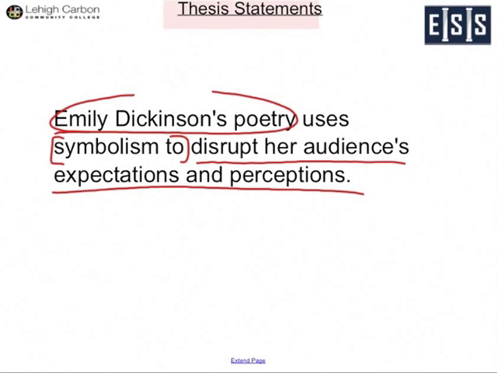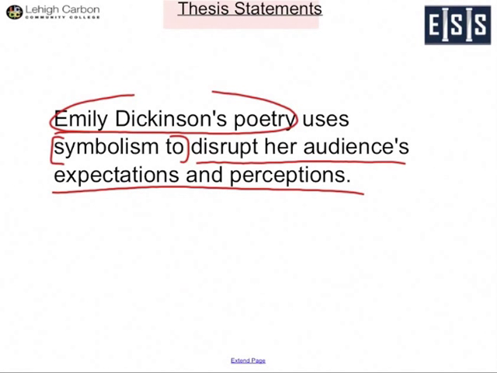So I might say, well, Emily Dickinson's poetry is really bizarre. There's symbols in there that you just would not expect to see. She uses words in surprising and shocking ways. So I think her symbolism is used to disrupt the reader, to confuse the reader, to make the reader rethink their position or understanding of certain things.